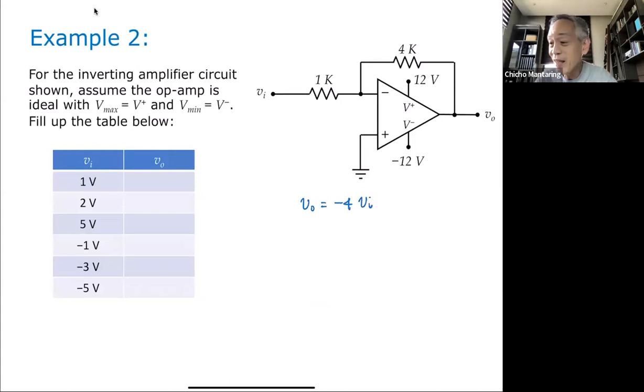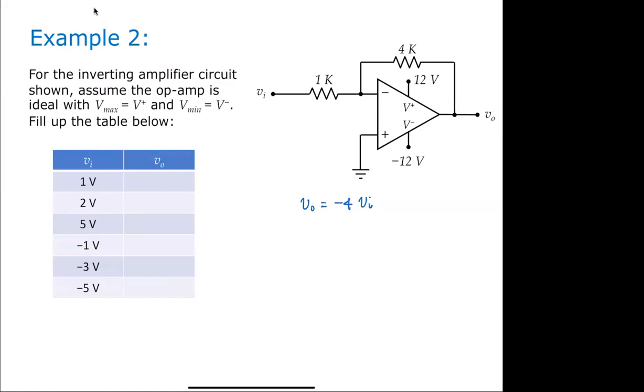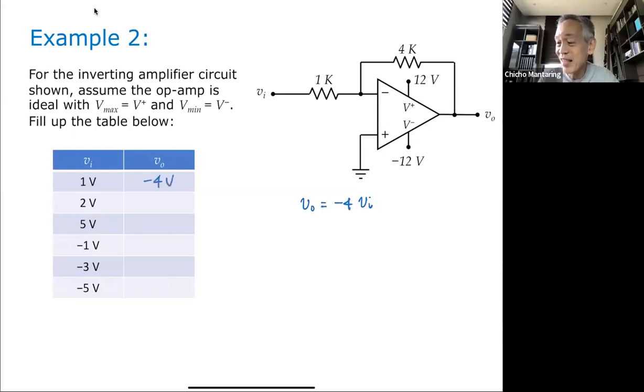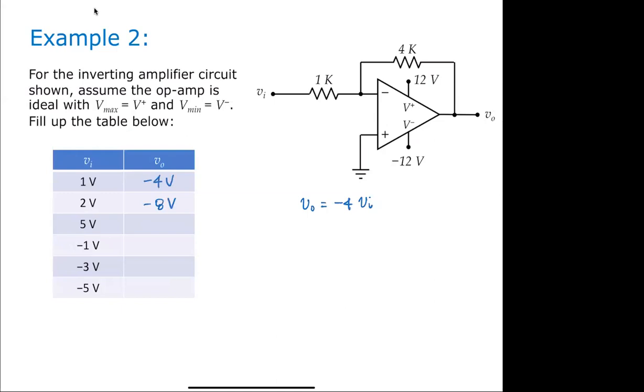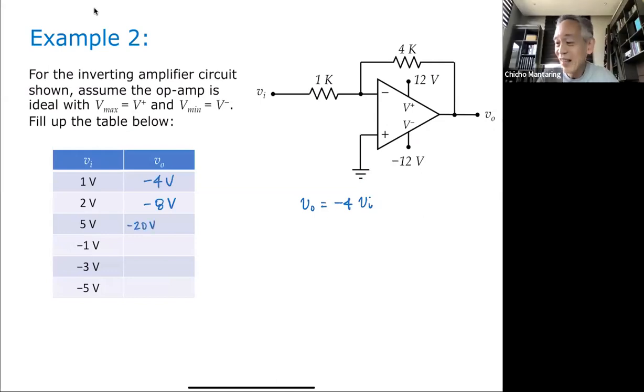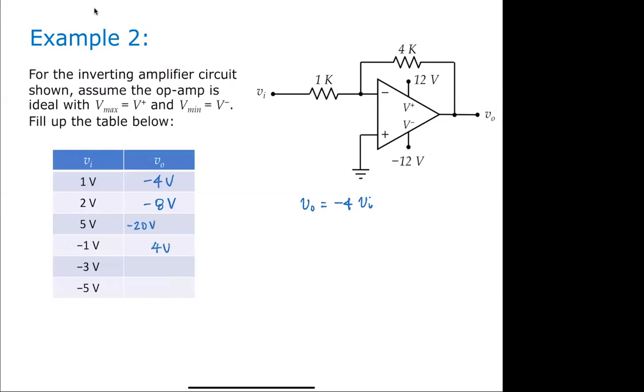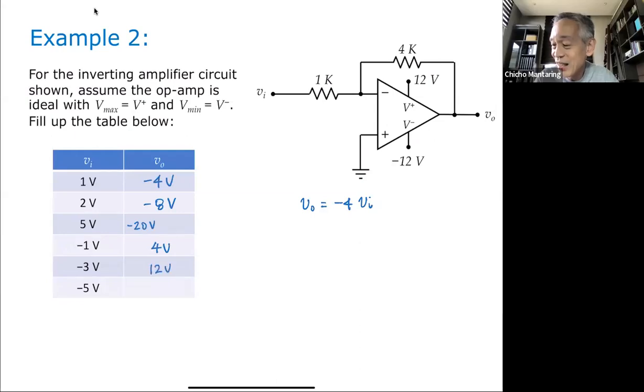So Albert, let's fill up this table. What will be the value of V sub O when our input is 1 volt, Albert? Negative 4 po. Sige, tuloy mo. What about 2 volts? Negative 8 po. What about 5 volts? Negative 20 po. I will put that here. And then, 4 volts, 12 volts, and then 20 volts po. Any comments from anyone?